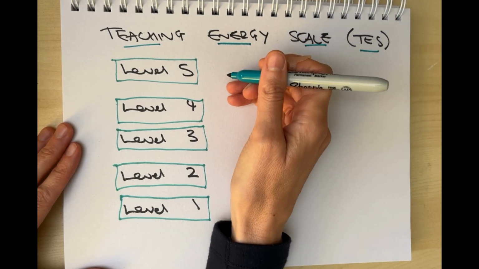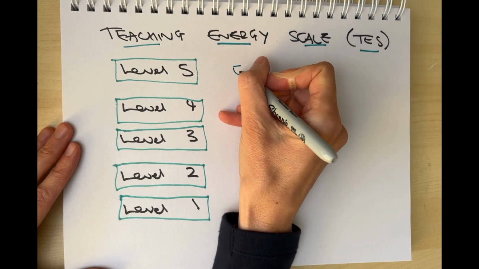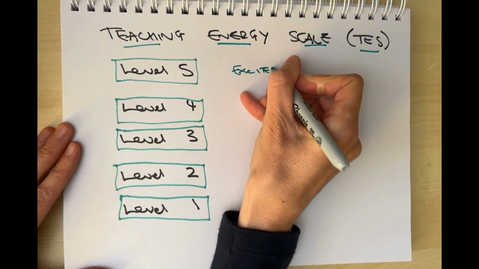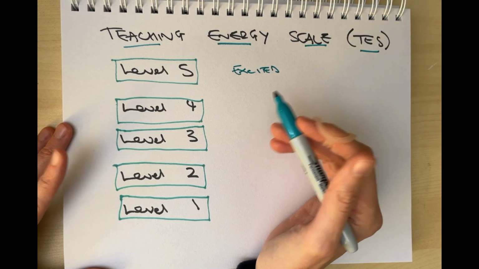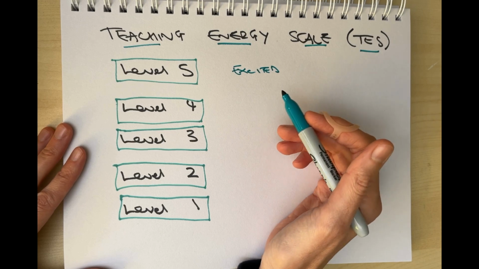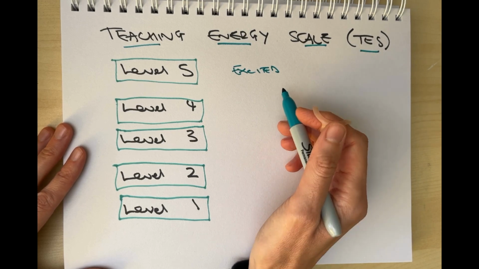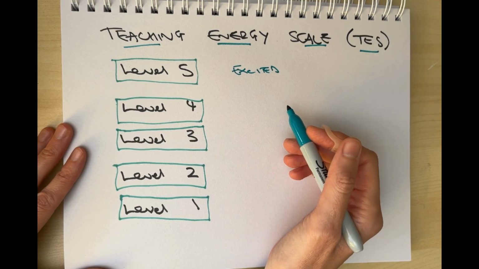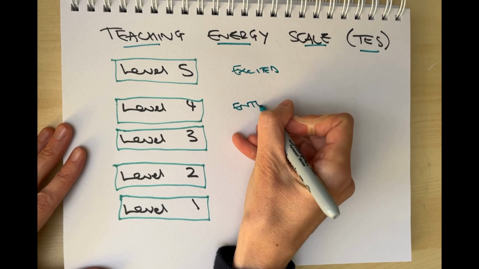So let's start at the top. Level 5 energy, really we're talking about being super excited. Here you're bursting with enthusiasm, you're using animated gestures, there's that really energetic tone. This is great for delivering passionate lectures or leading interactive activities, and particularly around engaging students at the start of a session. Level 4 energy is more about being enthused.